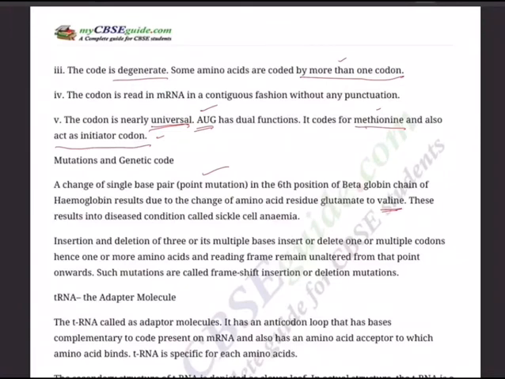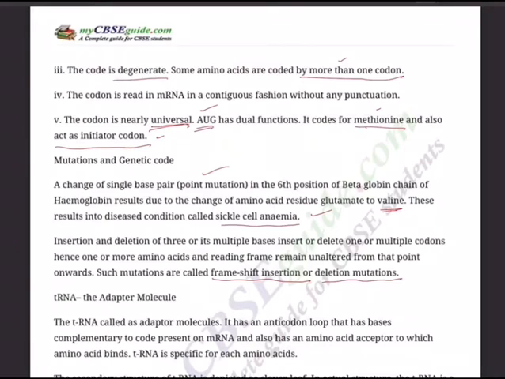This we already discussed. It results in the disease called sickle cell anemia. We discussed it in the previous chapter. Insertion and deletion of 3 or its multiple bases inserts or deletes one or multiple codons, hence one or more amino acids, and the reading frame remains unaltered from that point onwards. Such mutations are called frame shift insertion or deletion mutations. So, point mutation and base mutation.